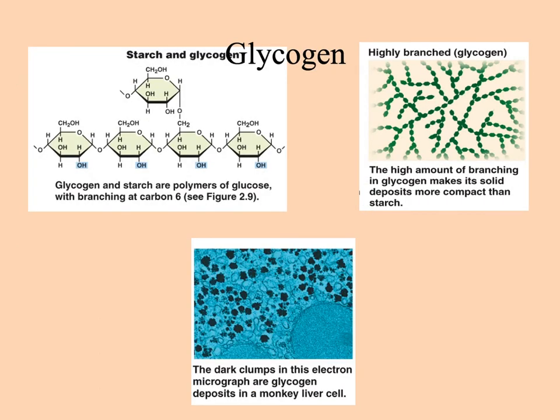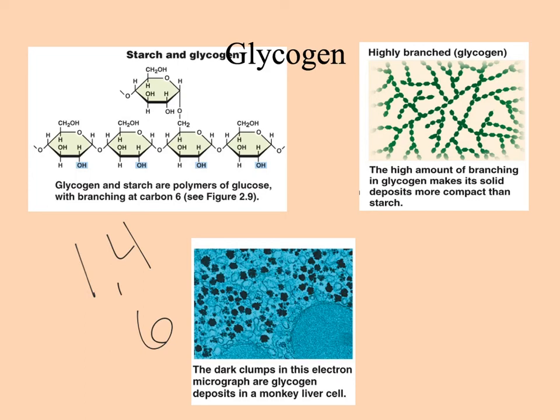Glycogen is similar to starch, except that is where you store your glucose in animal cells. You can see it's the same structure. You have bonding at carbon 1, carbon 4, and carbon 6. However, it happens more often. So there's a lot more branching in glycogen than you would see in starch.